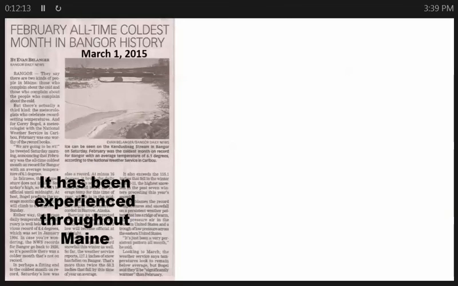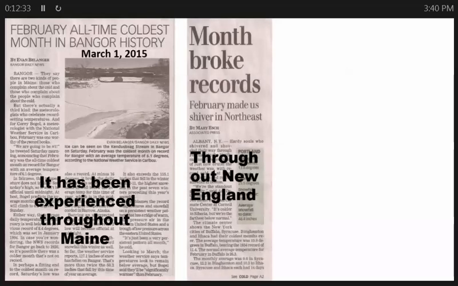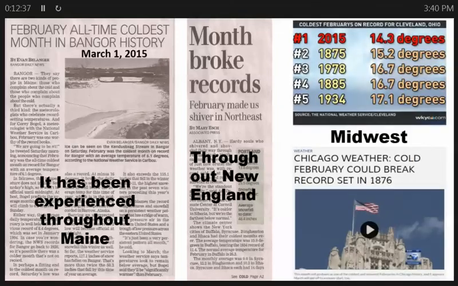So, is there corroboration with that? Confirmation? We see that here's a Bangor newspaper article saying it was the coldest in history for it, and it was somewhere around averaging 10 degrees through the first couple of months. We see throughout New England records broken. Midwest, Chicago, Cleveland, they were experiencing record cold temperatures.